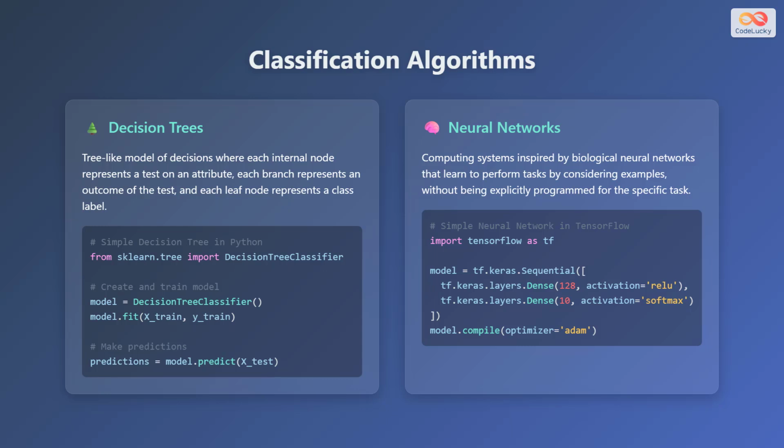Here's a simple decision tree implementation in Python using scikit-learn. We import the decision tree classifier, create and train the model using the fit function with training data, and then make predictions using the predict function with test data.